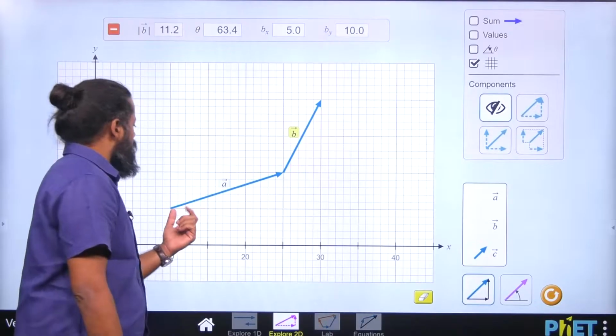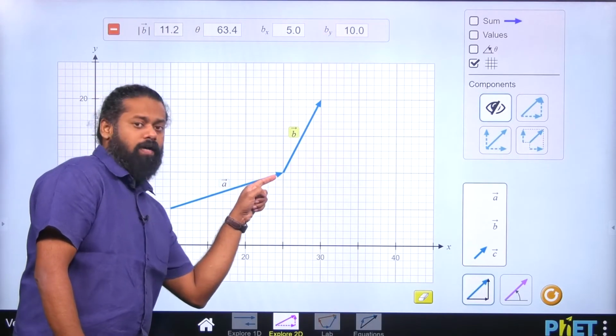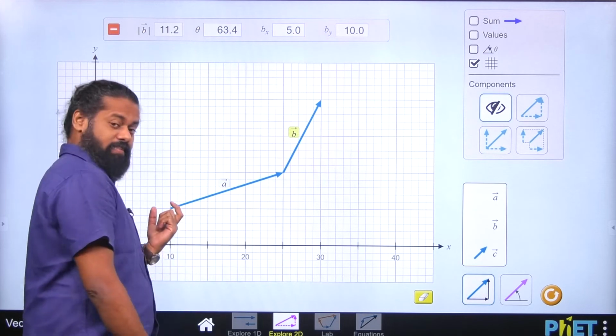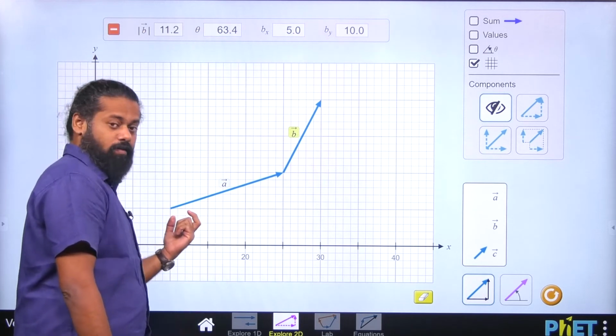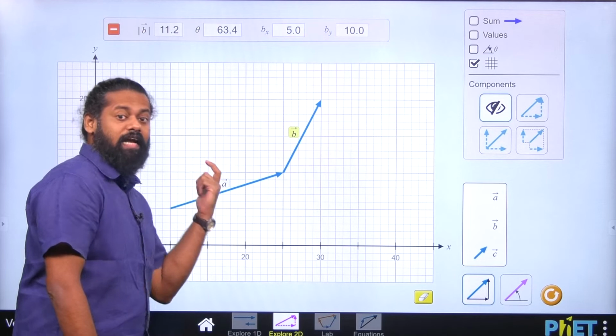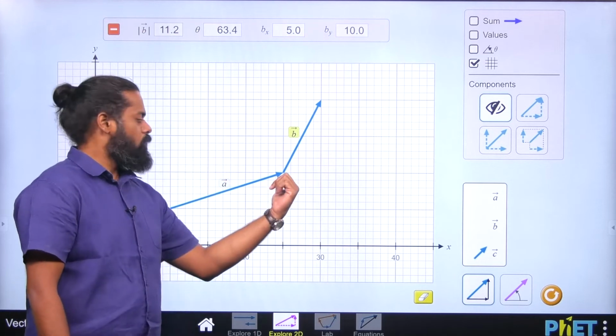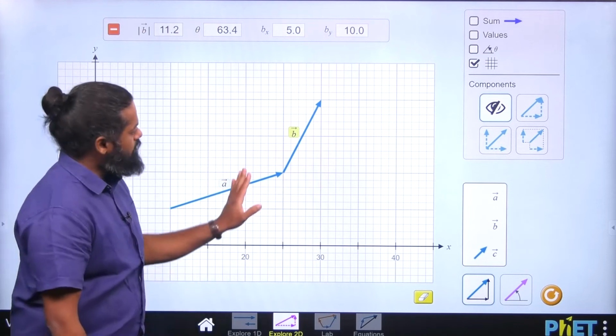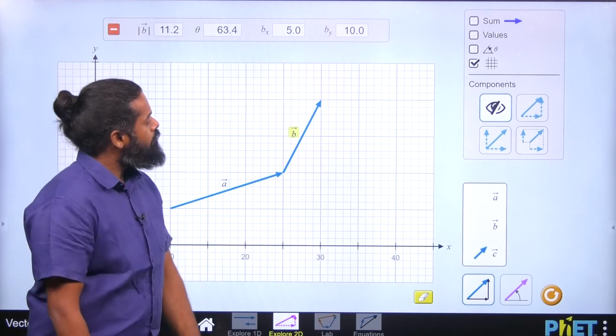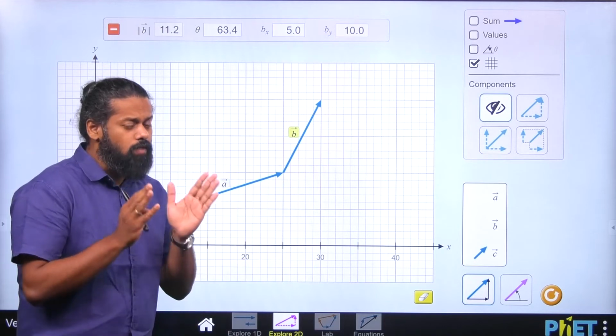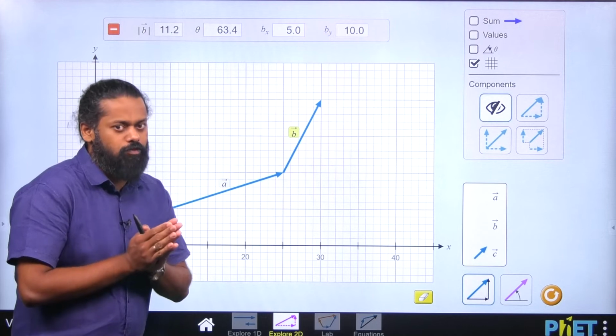For the A vector, this arrow part is known as the head of the vector. This is known as the tail of the vector. So what I am doing here is, the tail of the second vector, I am connecting to the head of the first vector. So I am just arranging it like this. Fine. If that is the case, how do we find the resultant force?